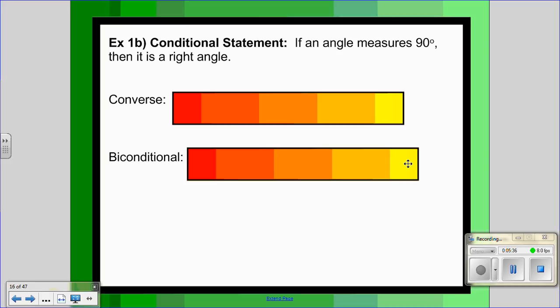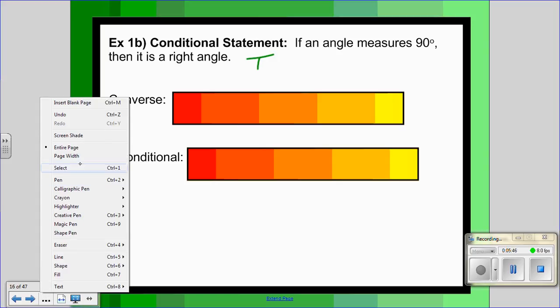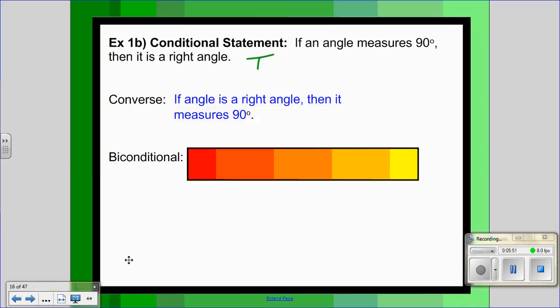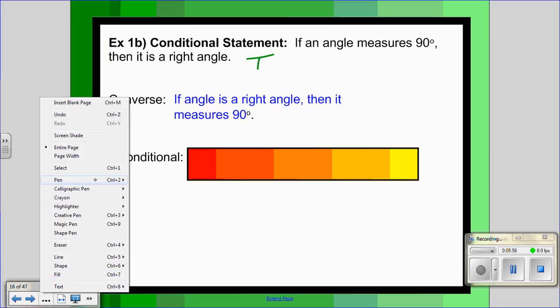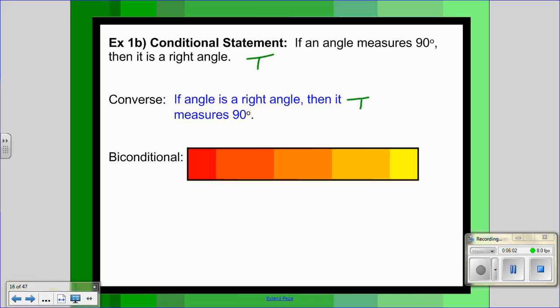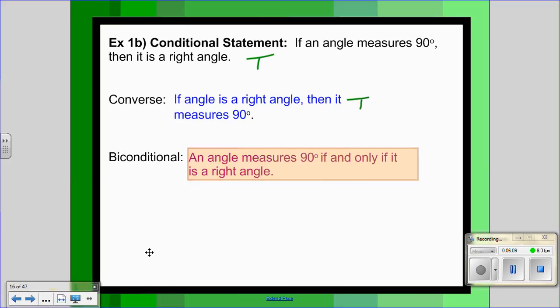All right, this one says if an angle measures 90 degrees, then it is a right angle. Well, that's true. So the converse would then read if an angle is a right angle, then it measures 90 degrees. That is also true. So since both of them are true, we can now write an official biconditional statement. And the biconditional would read, an angle measures 90 degrees if and only if it is a right angle.